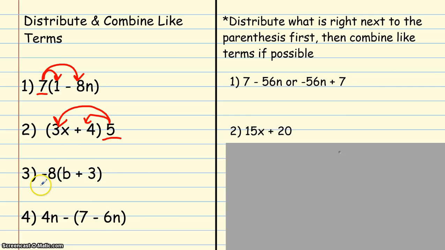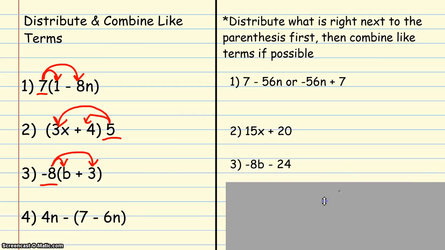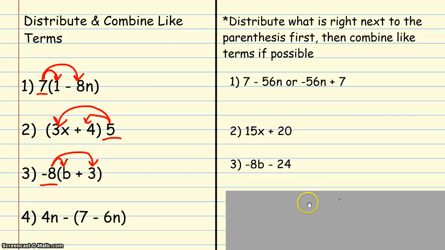Number 3, we also have some negatives. So we've got negative 8, we're going to distribute times b, and negative 8, we're going to distribute times 3. And the negative goes with both parts. So negative 8 times b is negative 8b. Negative 8 times 3 is negative 24. So we have negative 8b minus 24.